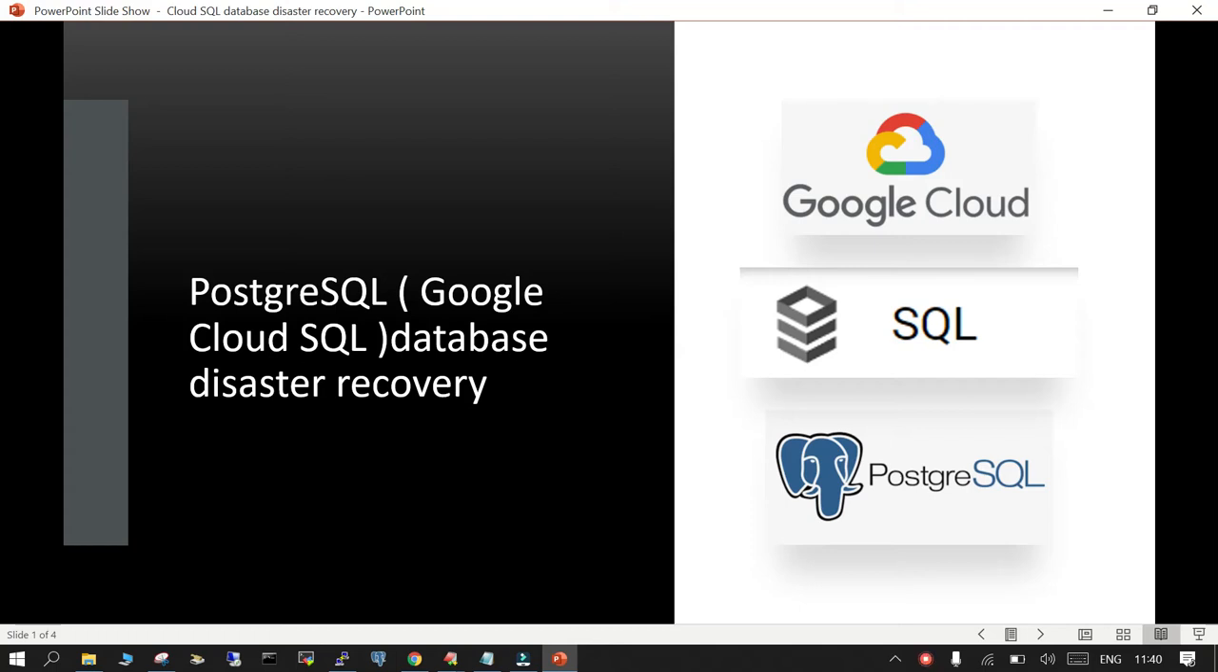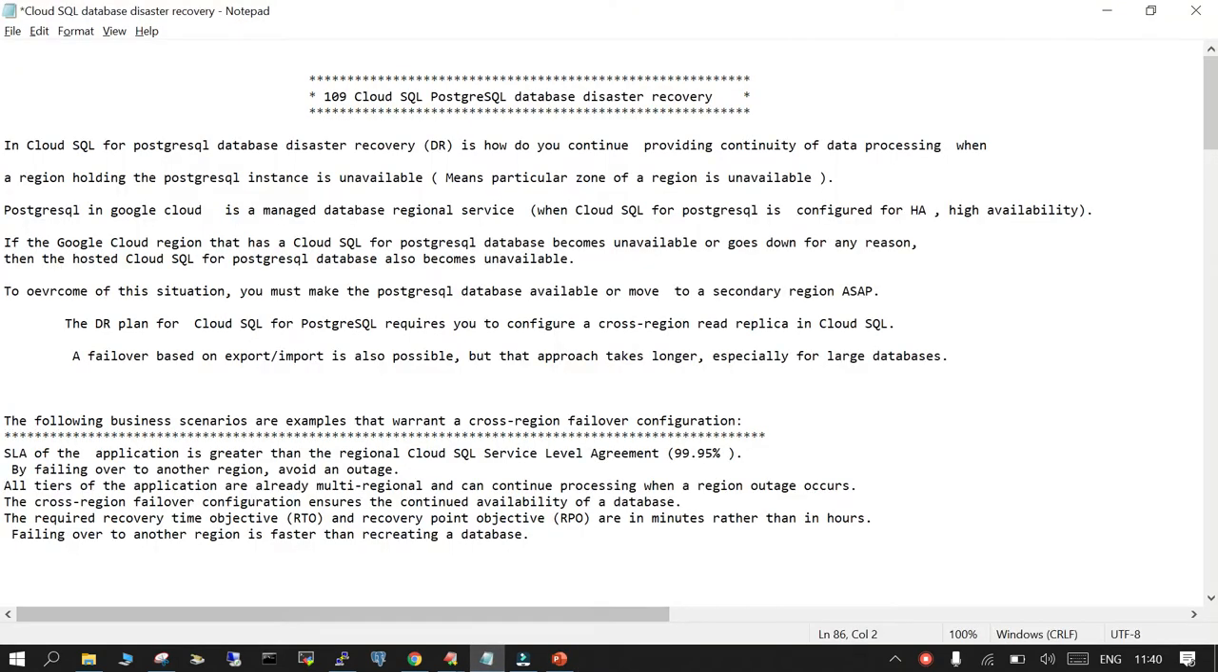Hello and welcome. In this session, we will see the disaster recovery concept for PostgreSQL in Google Cloud. And as usual, we have everything mentioned in a notepad and we will go through it.